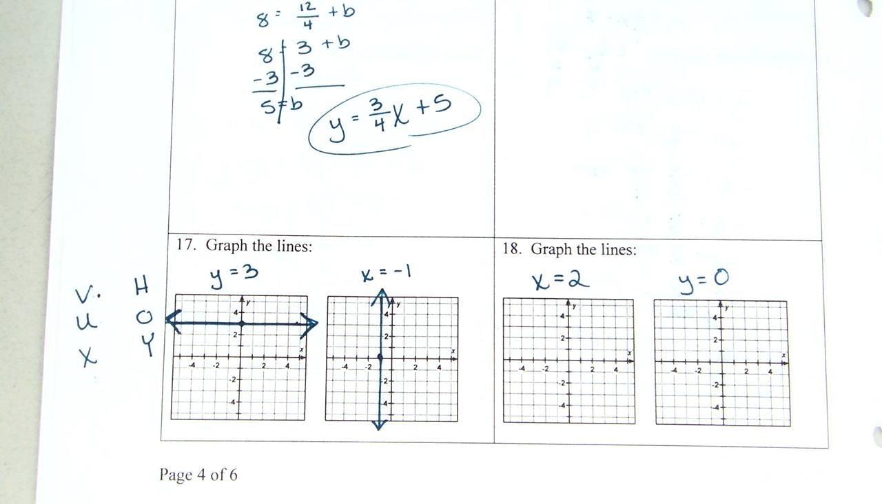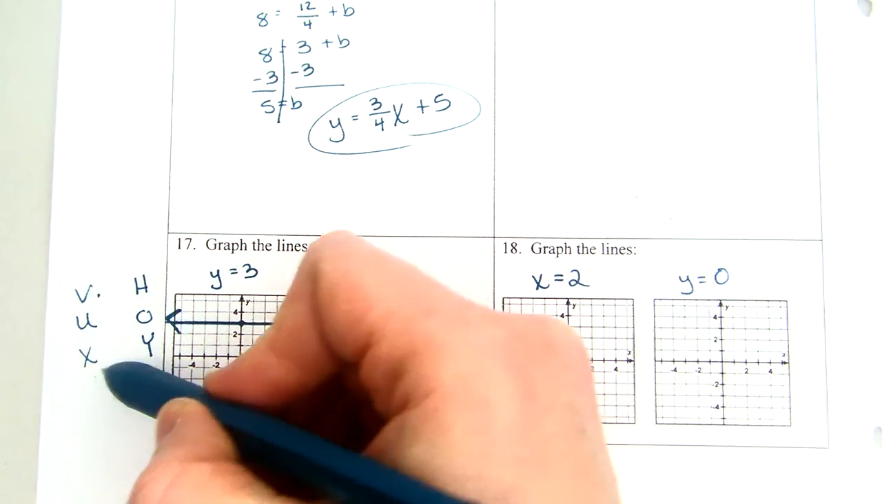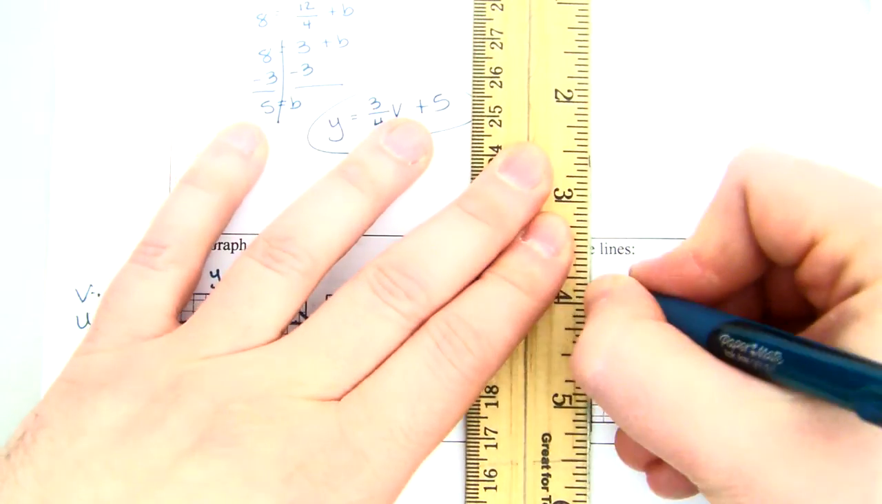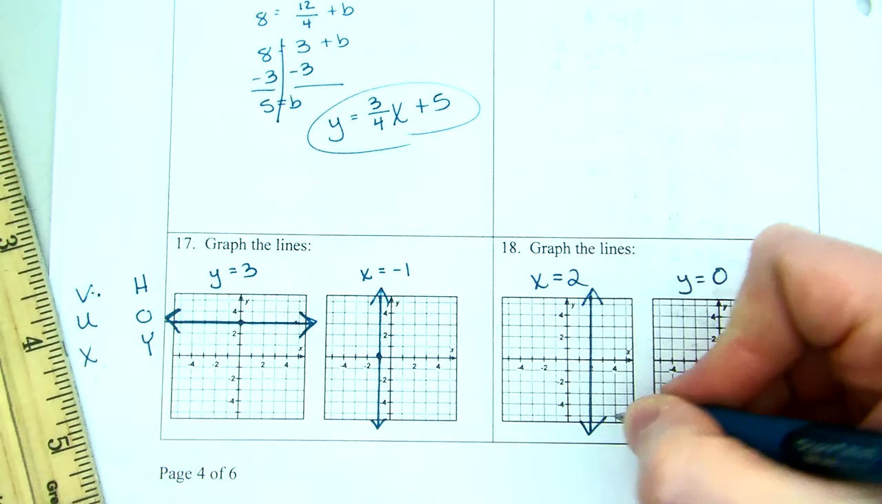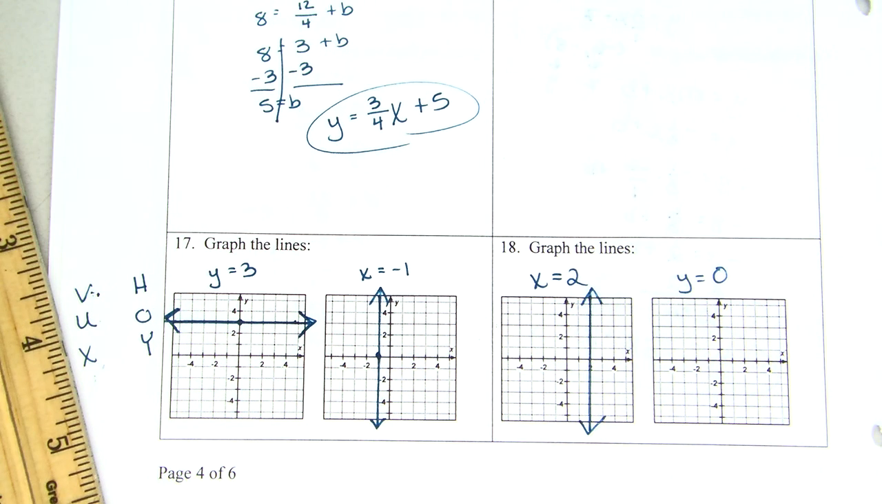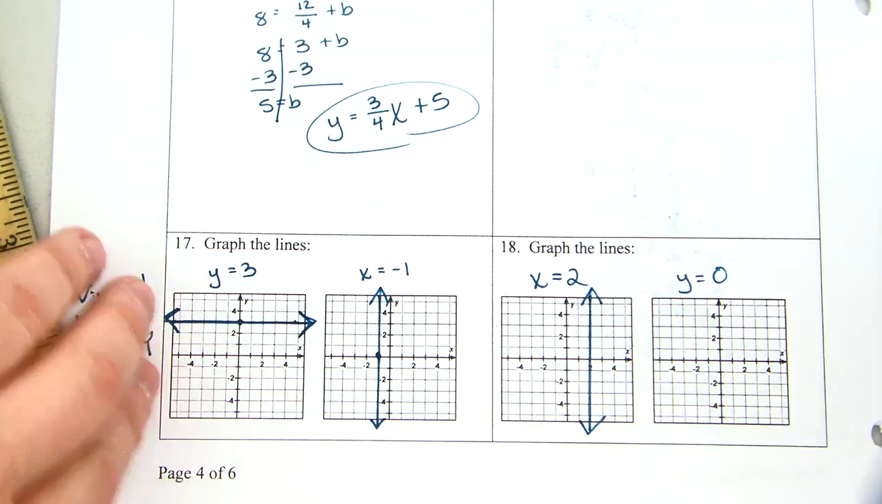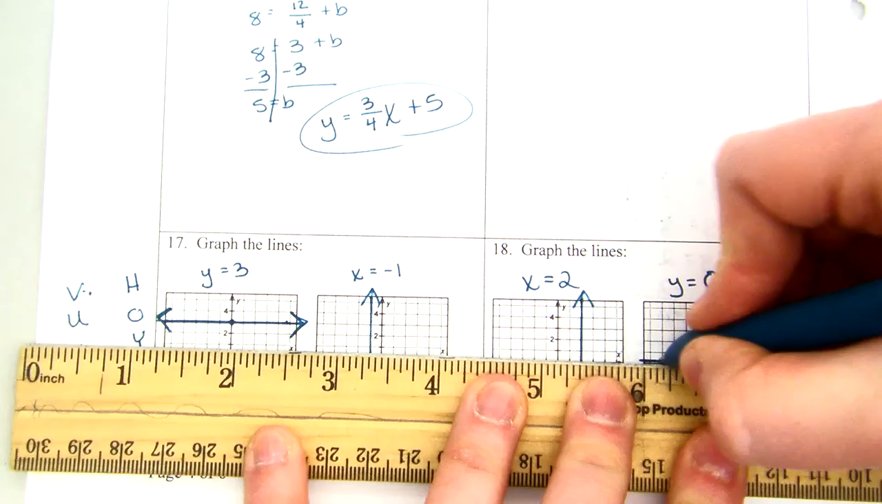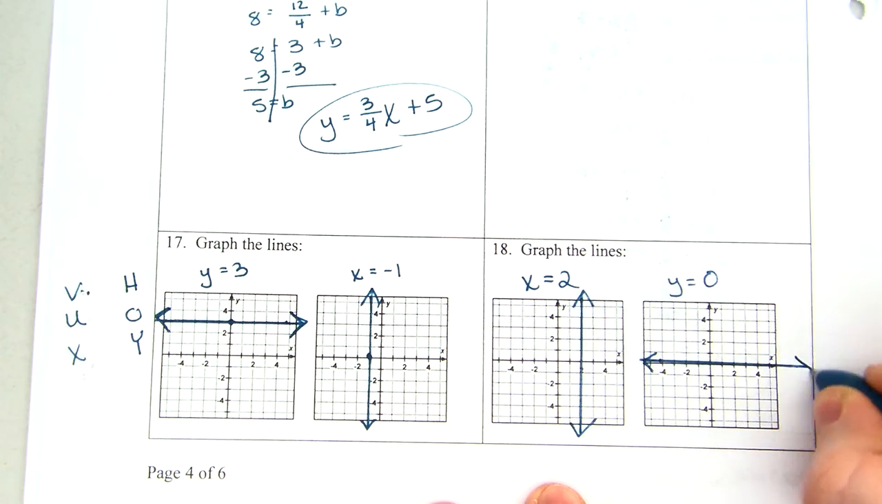Jonathan, x equals 2, you doing a vertical line or a horizontal line? Vertical. X equals v, vertical. I want a vertical line at 2, so right over there. And Kate, y equals 0, what are you going to do, vertical or horizontal? How high are you going to move it up or down? You're not moving it up or down at all. It's going to be right over your x-axis. So it's going to look kind of like that.